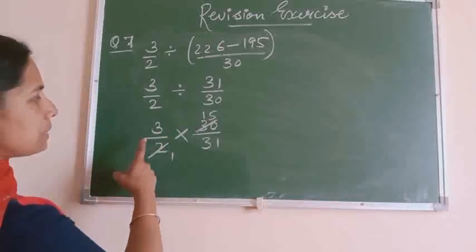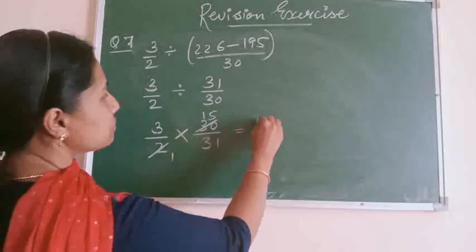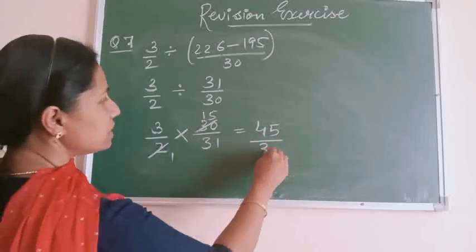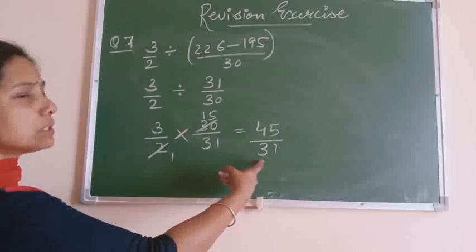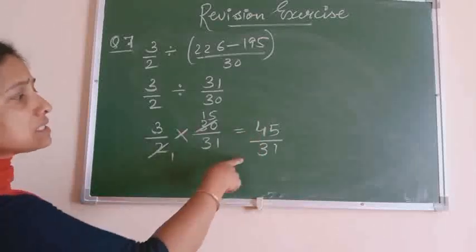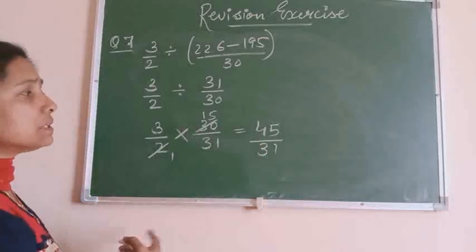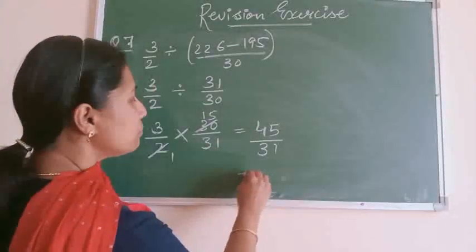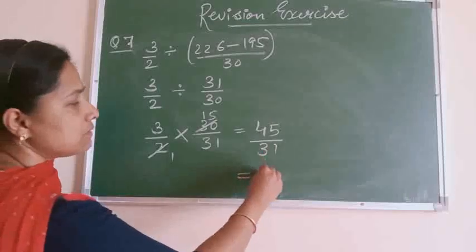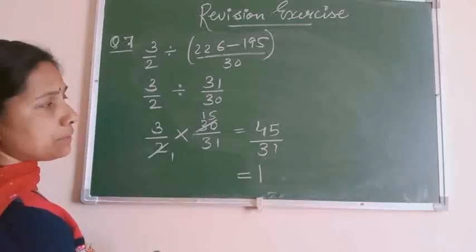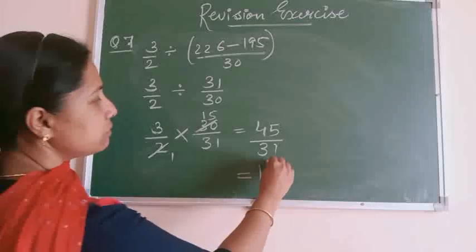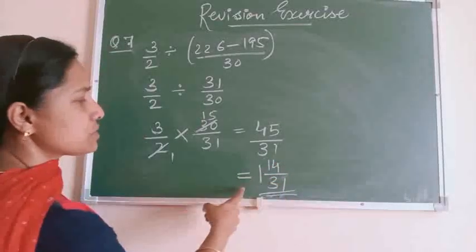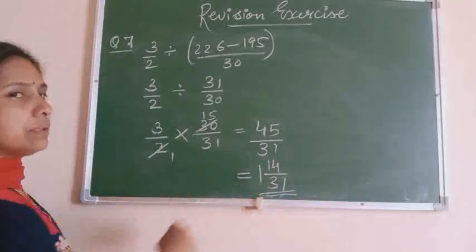Now the remaining numbers you can multiply. 3 into 15, 45, and downside is 1 into 31, that is 31. 45/31, you got the fraction, but this fraction is an improper fraction. So you have to convert this improper fraction into a mixed fraction by dividing 45 by 31. 31 ones are 31 and the remainder is 45 minus 31, 14, upon 31. So the answer of this question is 1 14/31.